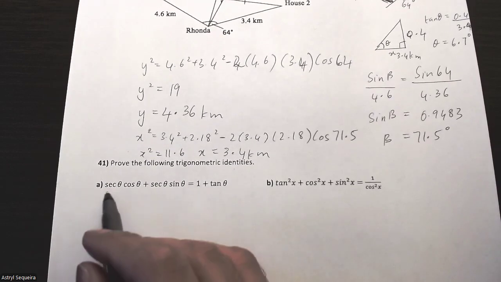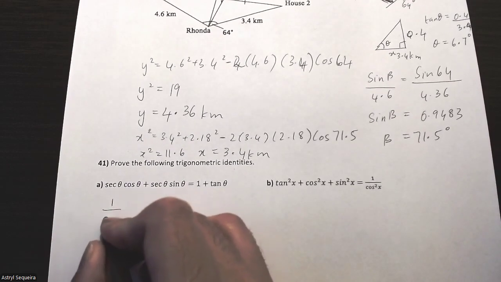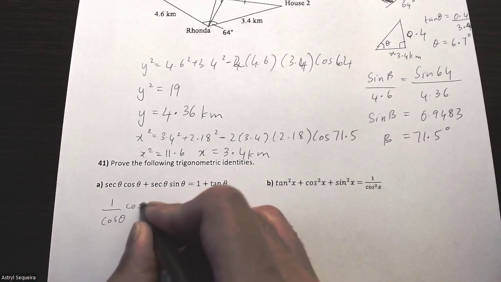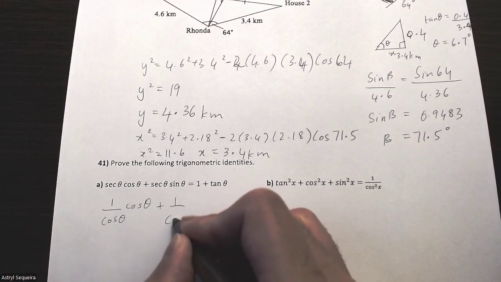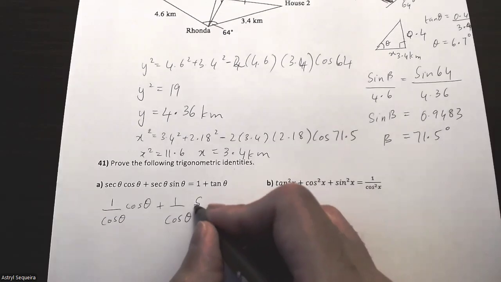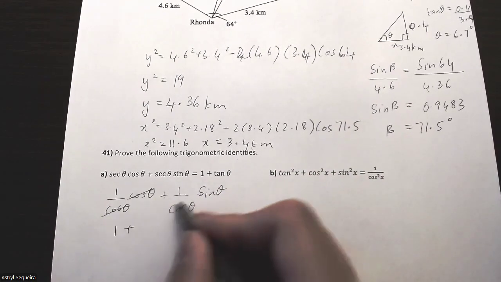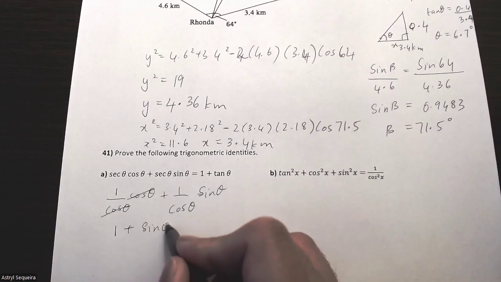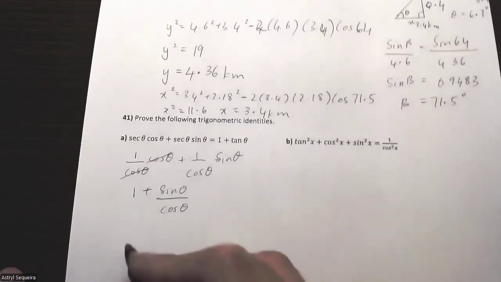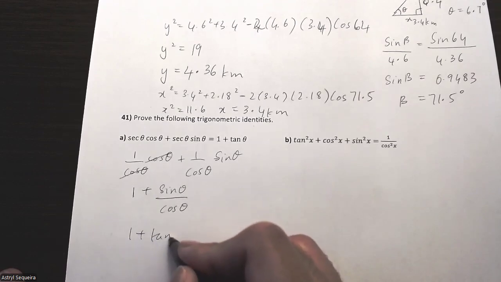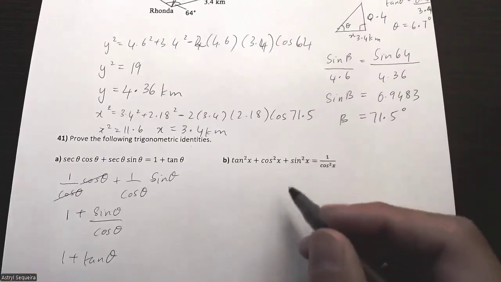Going to work on the left side for this one. I'll convert sec to 1 over cos. And over here as well. Cos and cos cancel, so I'm just left with 1. 1 times sine is sine over cos, and then sine over cos is just tan and matches the other side.